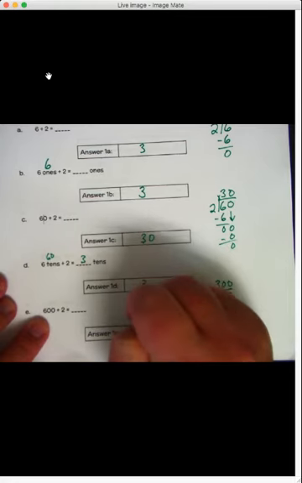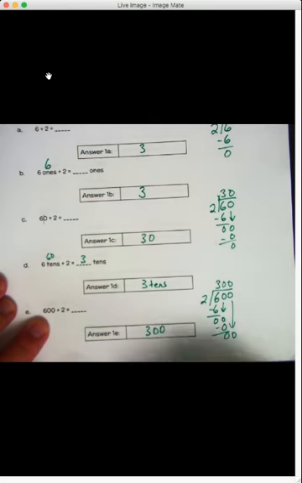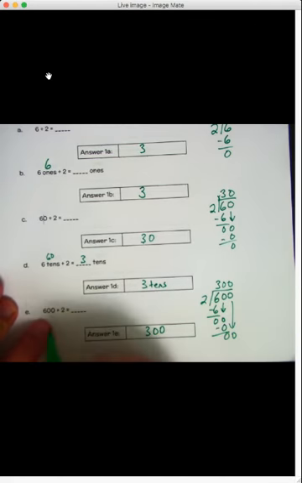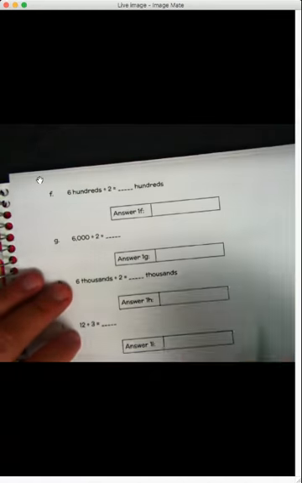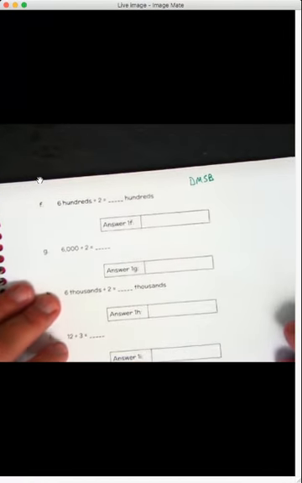We should have put 3 tens in here. 300. So again, we could have just looked and said 6 divided by 2 is 3, and then add our 2 zeros. We'll do that in a minute. Okay, this next page, I'm going to go ahead and write daddy, mama, sister, brother to help us remember.